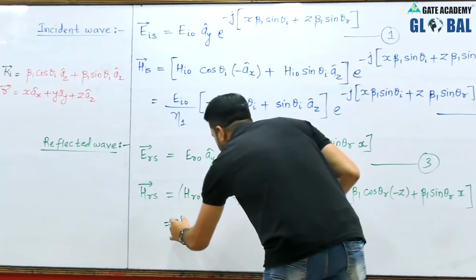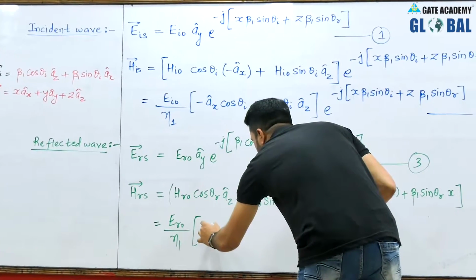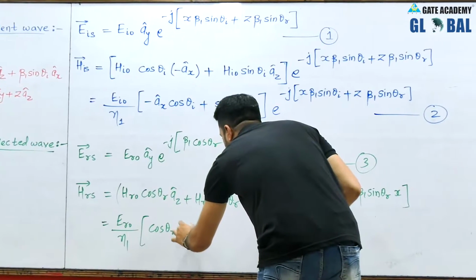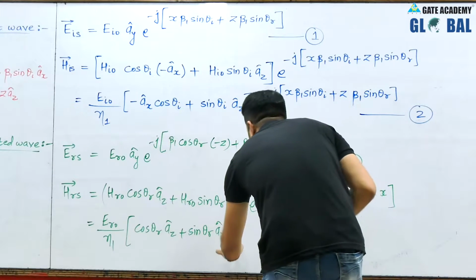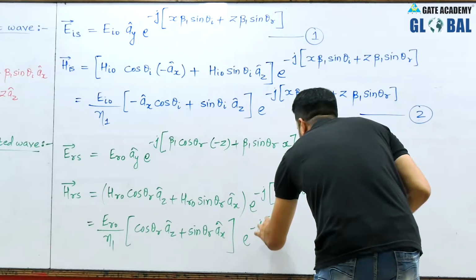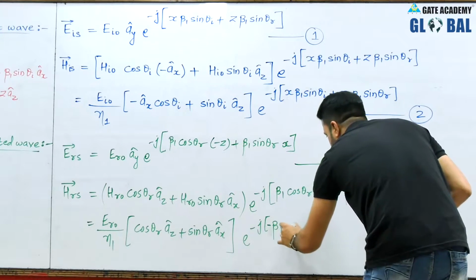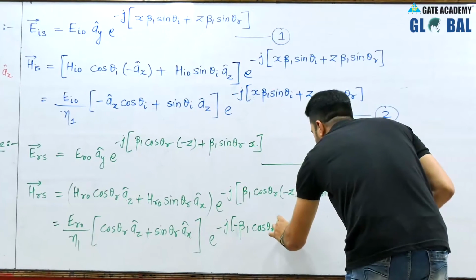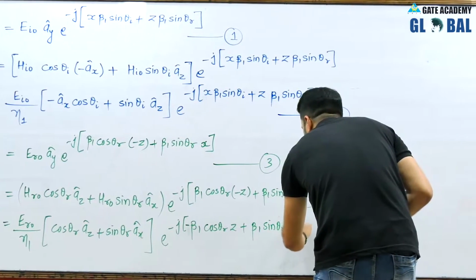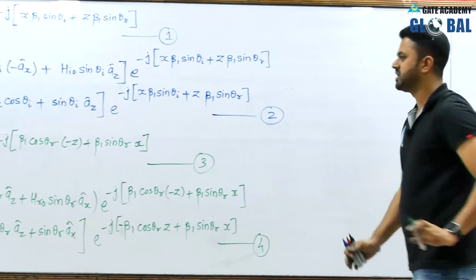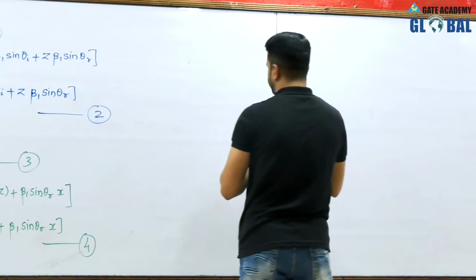So the electric field would be ER0 divided by eta 1, this is common, and cos theta r az cap plus sin theta r ax cap and e to the power minus j in brackets beta 1 with minus sign, cos theta r into z plus beta 1 sin theta r into x. This is equation number 4. This is all about the reflected wave. Now let us write for the transmitted wave.